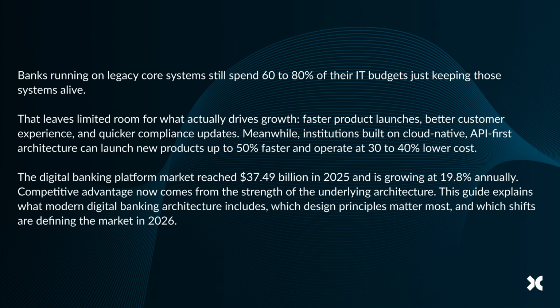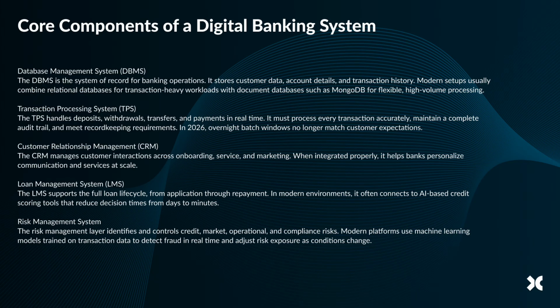This guide explains what modern digital banking architecture includes, which design principles matter most, and which shifts are defining the market in 2026. Core components of a digital banking system: database management system, DBMS. The DBMS is the system of record for banking operations. It stores customer data, account details, and transaction history. Modern setups usually combine relational databases for transaction-heavy workloads with document databases, such as MongoDB, for flexible, high-volume processing.